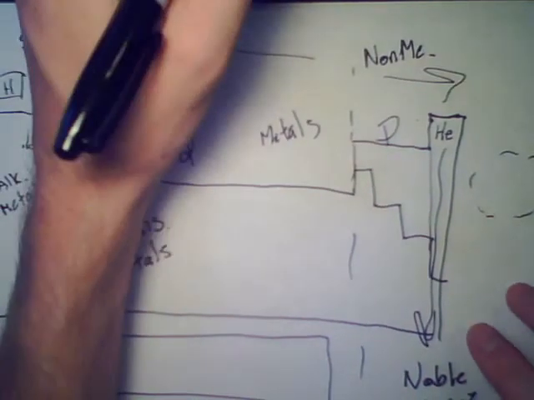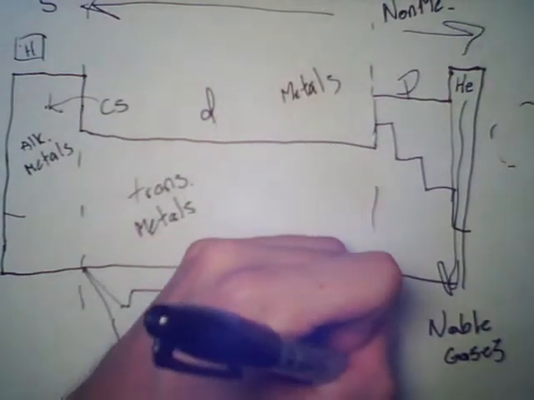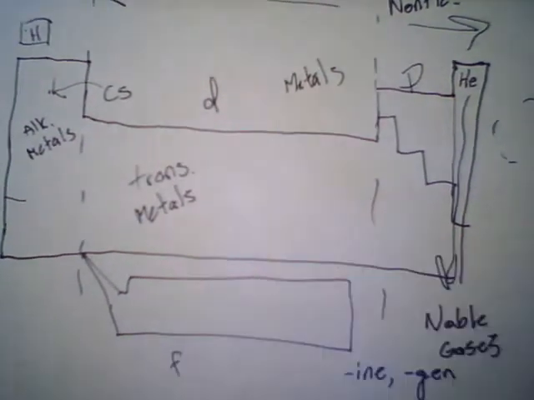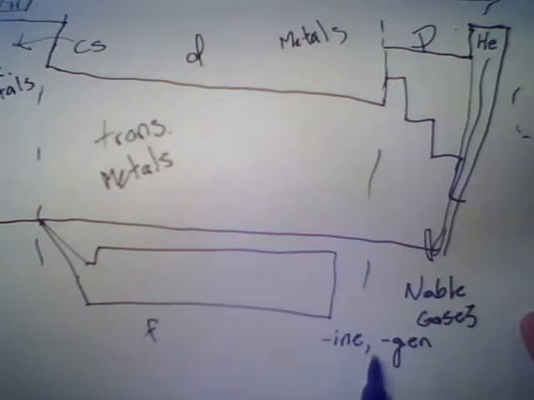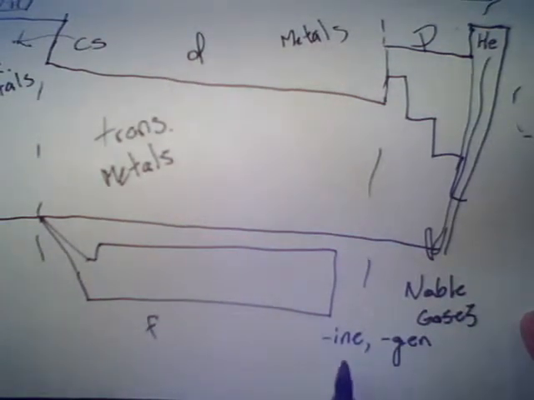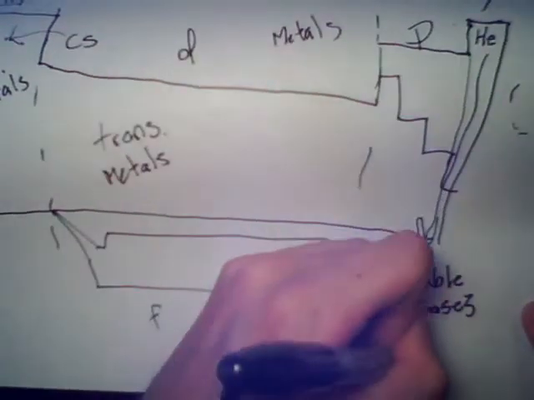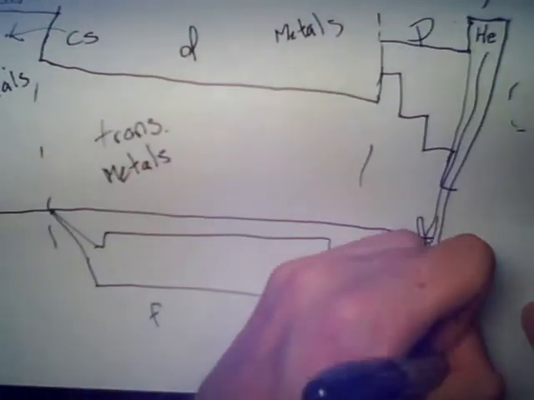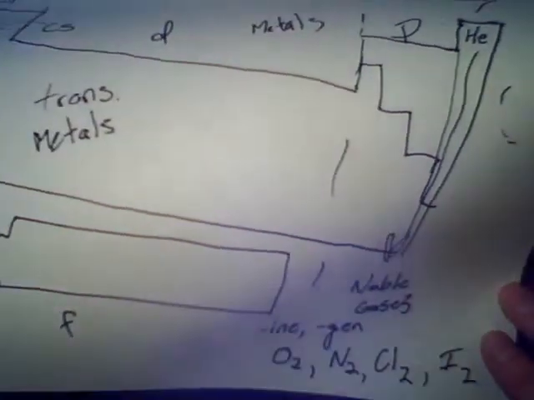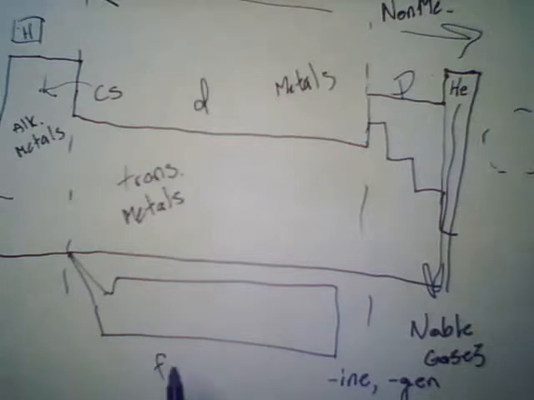One last quick tip for this video, and this is just a random fact: anything that ends in "-ine" or "-gen" always exists diatomically, which means there are two atoms at all times. So you have oxygen, you have nitrogen, you have chlorine, iodine. Always, always, always, you're going to see them in pairs. So these are just general things about the periodic table.